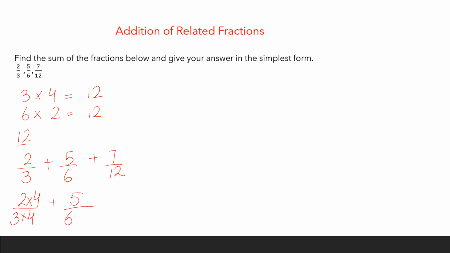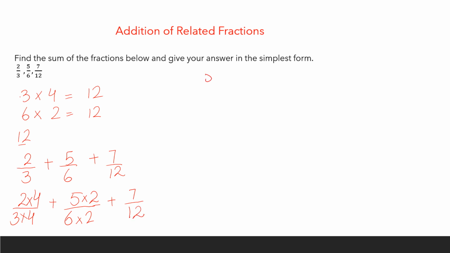So again here I need to make it equal to 12. So 6 times 2 is 12. And again, because I'm multiplying the bottom denominator with 2, I need to multiply the numerator with 2 as well, sorry. So it will be 7 by 12.